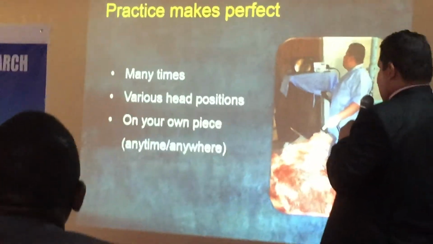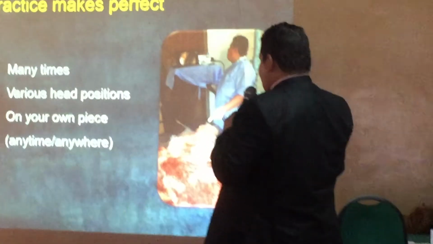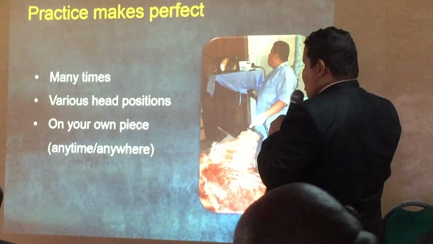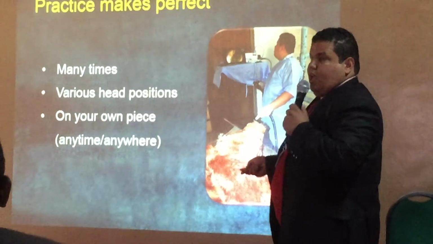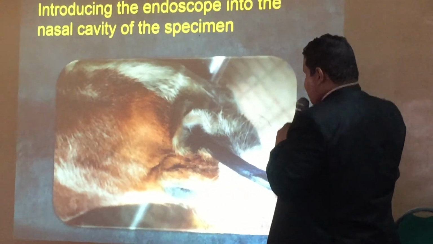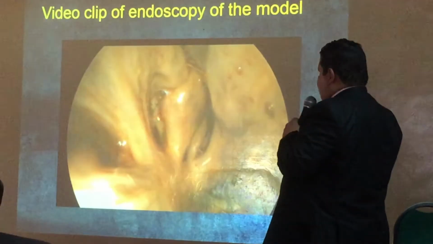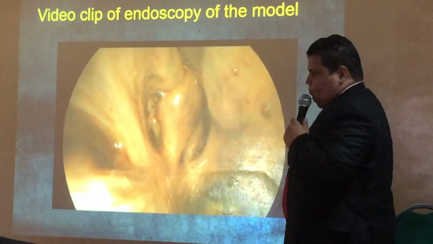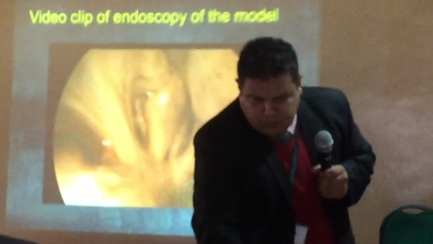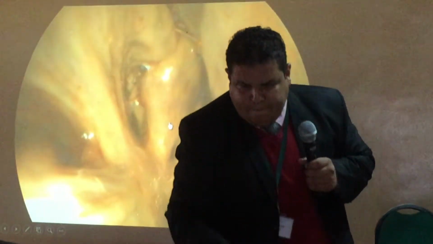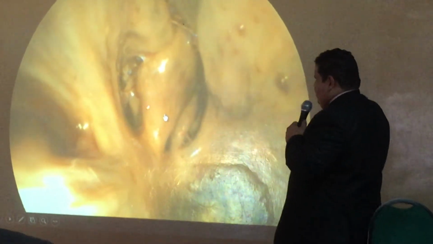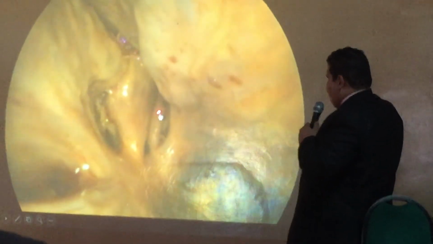Practice makes perfect. Many times, this is a picture of a specimen of the head. Vary the head positions many times, on your own, any time, anywhere, and introduce the endoscope into the nasal cavity of the specimen. This is a video of the endoscope model. This is the ethmoid turbinate in an adult horse. This is a specimen of the horse.